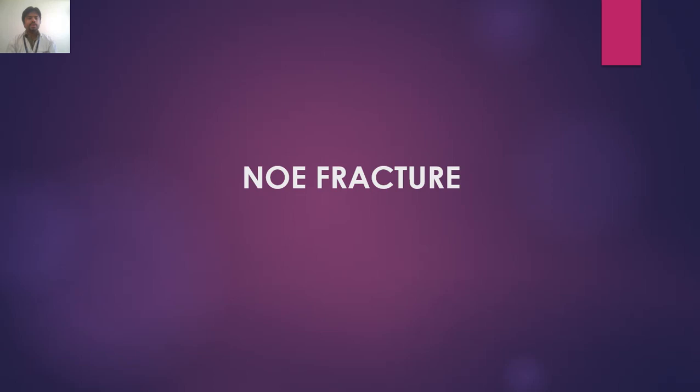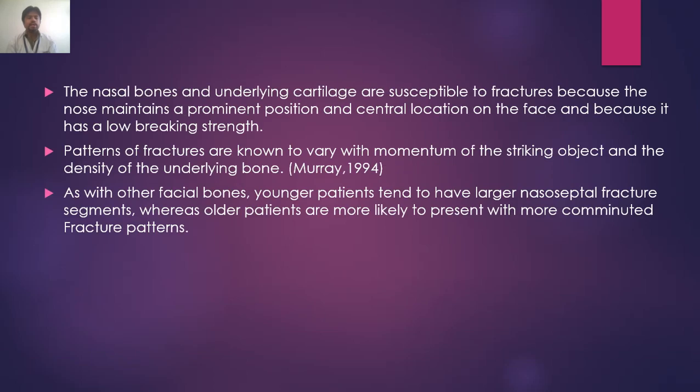Coming to NOE fractures. The nasal bones and underlying cartilage are susceptible to fractures because the nose maintains a prominent position and central location on the face, and because it has a low breaking strength. Patterns of fractures are known to vary with the momentum of the striking object and the density of the underlying bone. It was given by Murray, 1994. As with other facial bones, younger patients tend to have a larger nasoseptal fracture segment, whereas older patients are more likely to present with the more common fracture patterns.